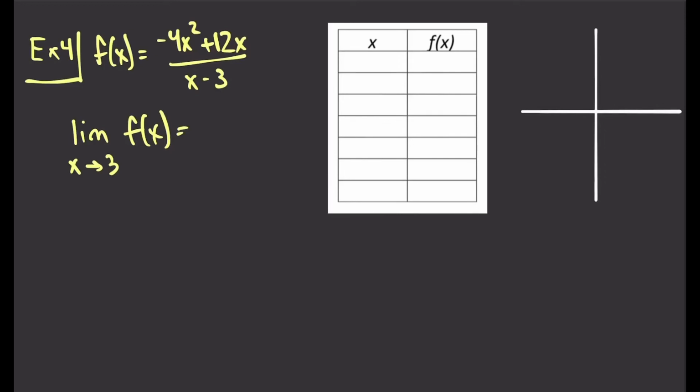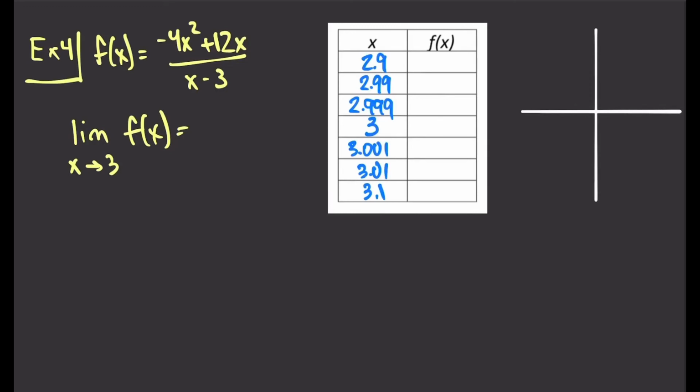Okay, so example 4, f of x equals negative 4x squared plus 12x over x minus 3. And I want to find the limit of f of x as x approaches 3. Okay, so I'm going to put 3 right in the middle of the chart there. And then I'm going to subtract 1,000th. So this is going to be 2.999, 2.99, 2.9. This will be 3.001, 3.01, and 3.1.